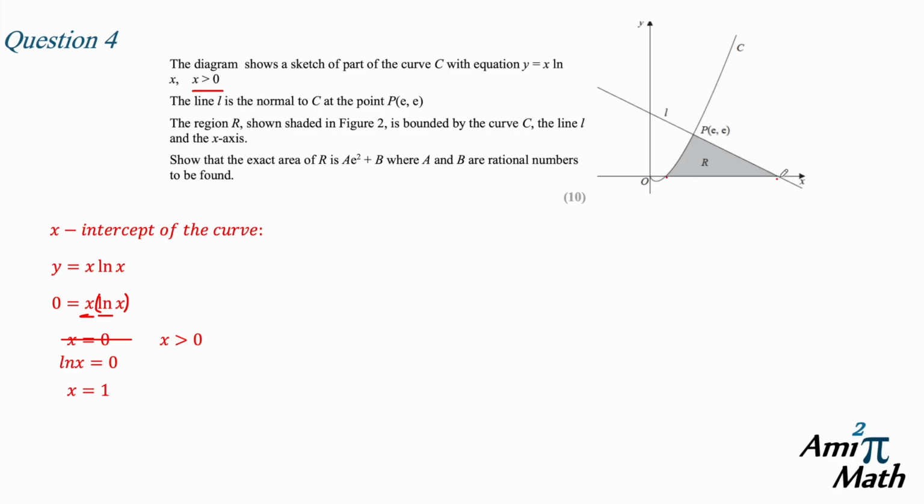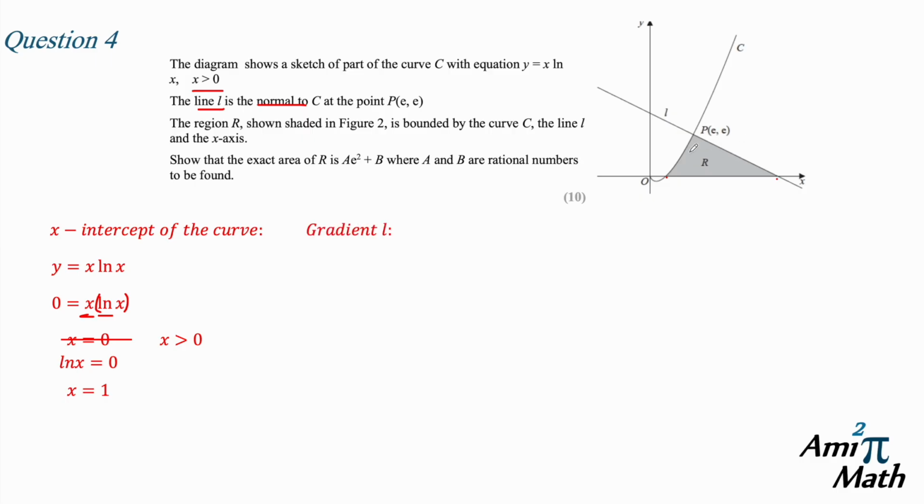Okay, now we need to find the x-intercept of L. But there's one caveat. We don't actually have the equation of L, so we won't be able to find out where it crosses the x-axis. However, we are told that the line L is normal to C. So when we think of normal, that basically means negative reciprocal of the gradient. So we need to find the gradient of C at this point and then do the negative reciprocal and find this line equation at P, e.